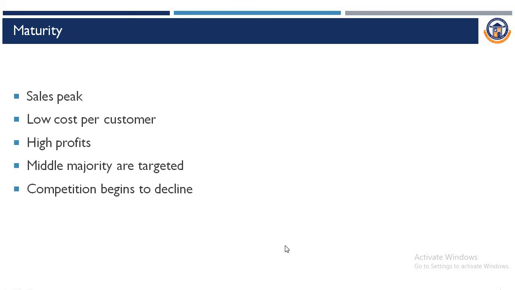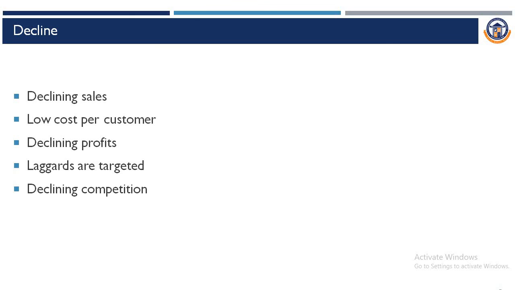Then the next stage is the maturity stage. Here the sales attain the peak point, your cost per customer acquired is very low, and profit is also in the highest range. Here you need to target the middle majority, the group after the innovators and early adopters. Those customers have to be targeted in this stage. Then competition begins to decline, because sales attain the maximum point after which there won't be any improvement, so some of the competitors may come out of the market. That is the nature of the maturity stage.